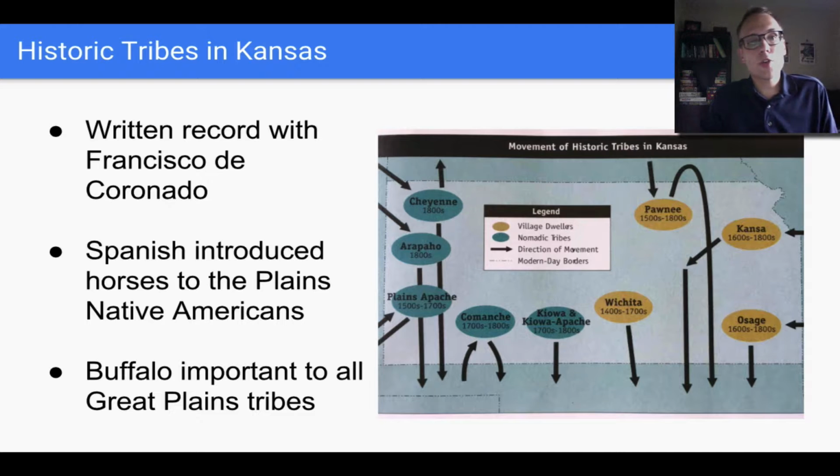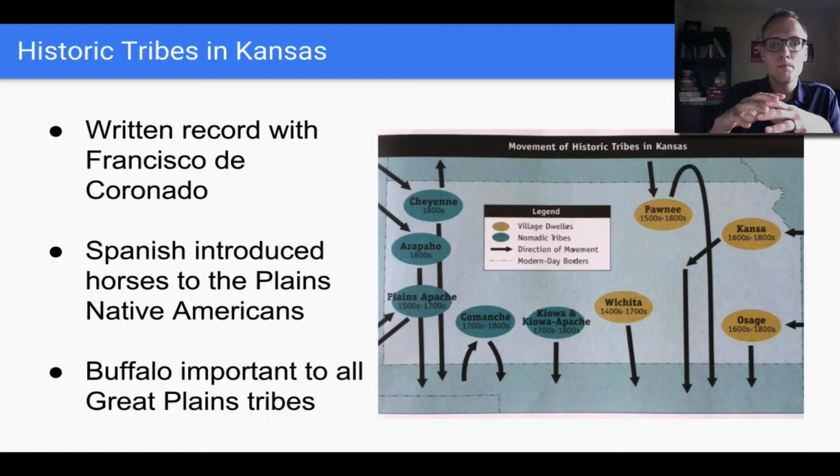When I say historic tribes, I am talking about the first tribes we know of when written record comes into play. And written record comes into play the first time with a man, Francisco de Coronado, who was a Spanish conquistador or an explorer who was coming through parts of what we now know as the United States, including Kansas, searching for gold and other resources. When the Spanish came, they introduced the Great Plains Native Americans to horses, which drastically changed their culture.